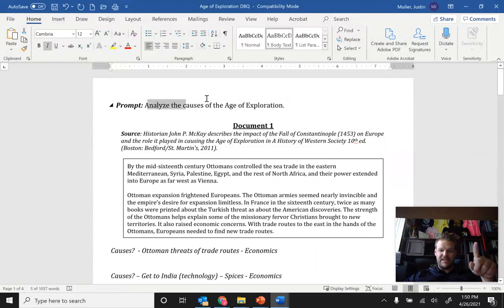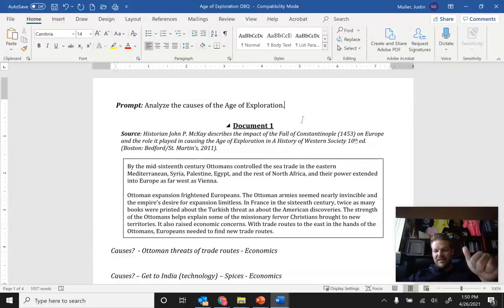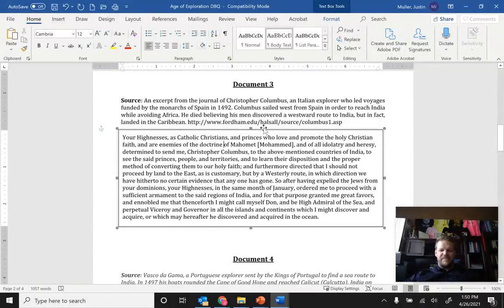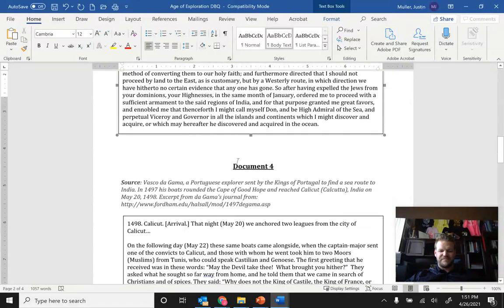Here's the prompt, analyze the causes. So maybe I say three causes of the age of exploration were the desire for a stronger economy, desire for more trade routes, and whatever else. I'm assuming there was a religion thing in here. You know what? I see Catholic Christians on document 3. So I'm not even going to read this one, but it's probably about trying to spread religion.